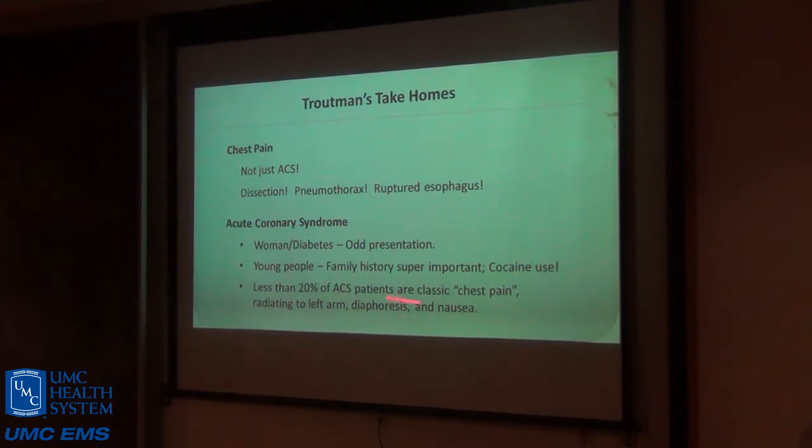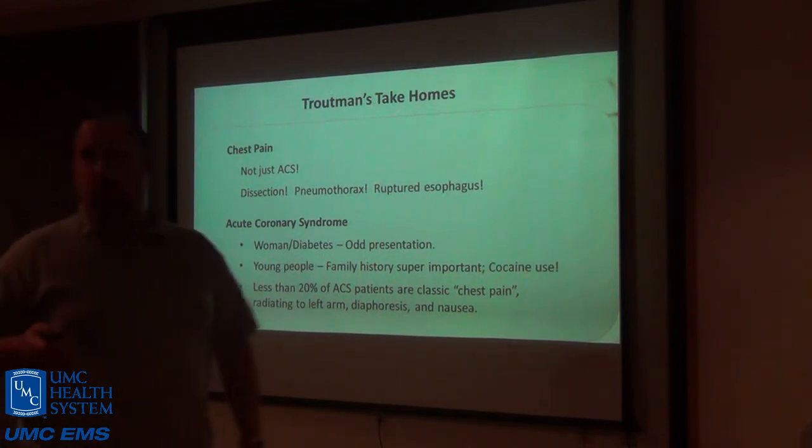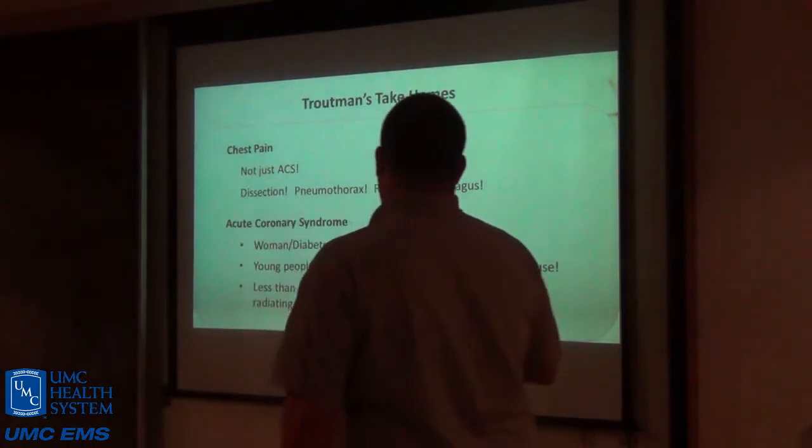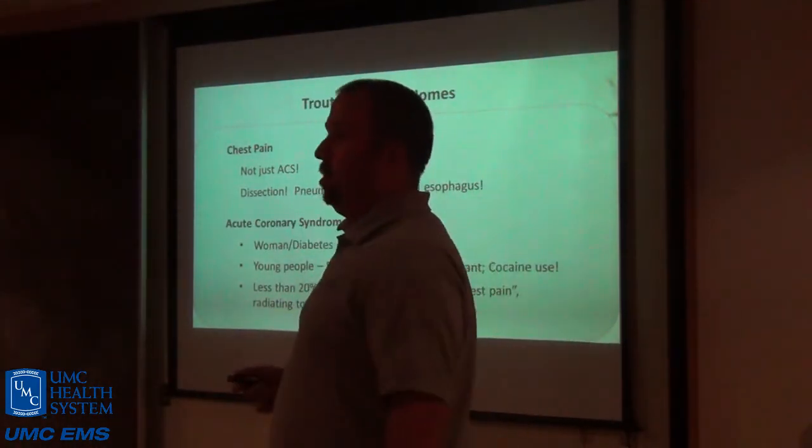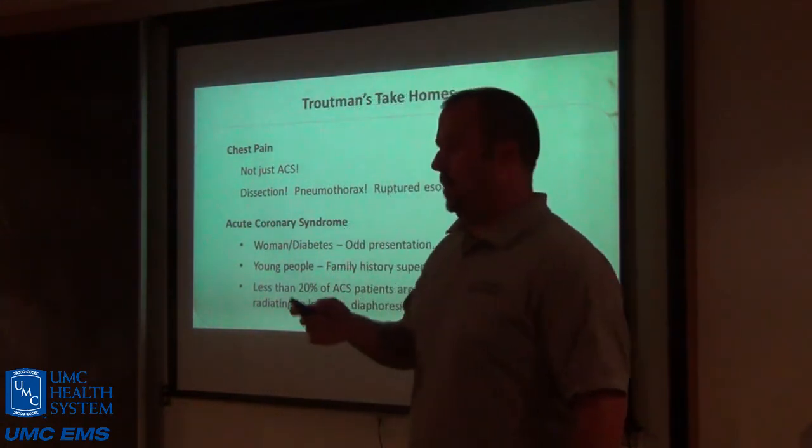Young people, family history is real important. Whenever I see a young person, it's always important to ask about family history. When I've got a young person, they're 29, they say, yeah, my dad had a heart attack like in his 30s. So that's important. Cocaine use, we mentioned that briefly earlier. That's another big one that causes MIs sometimes.